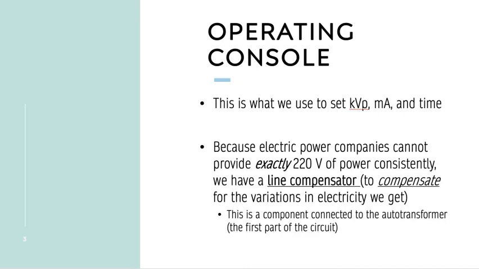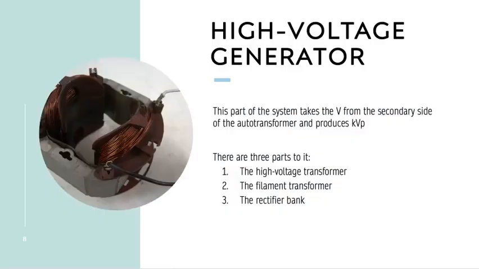Last time we talked about the operating console, mA, and time. Now what we're going to be talking about is the high voltage generator portion of our entire circuit. You probably learned in Mrs. Cox's class that we use a high voltage generator in pretty much every X-ray system these days. This part of the system takes the voltage from the secondary side of our auto transformer and produces kilovoltage, or the kilovolt peak that we set on our operating console. The three main parts of this system are the high voltage transformer, the filament transformer, and the rectifier bank.